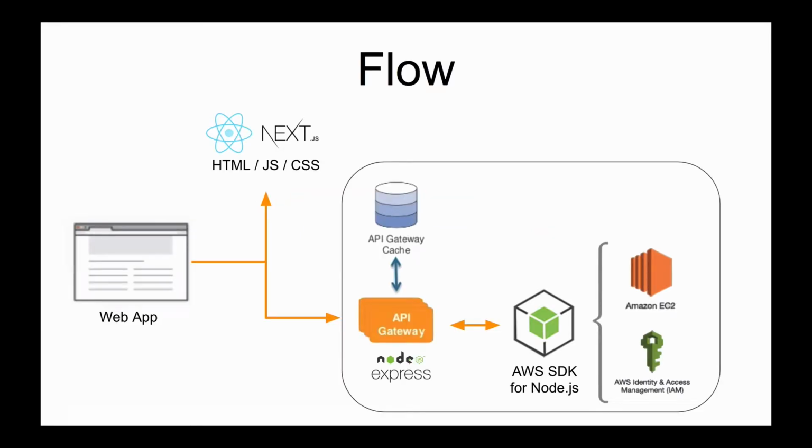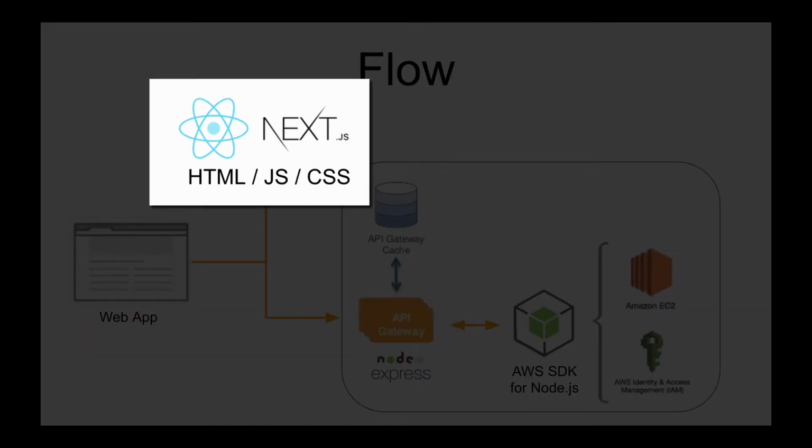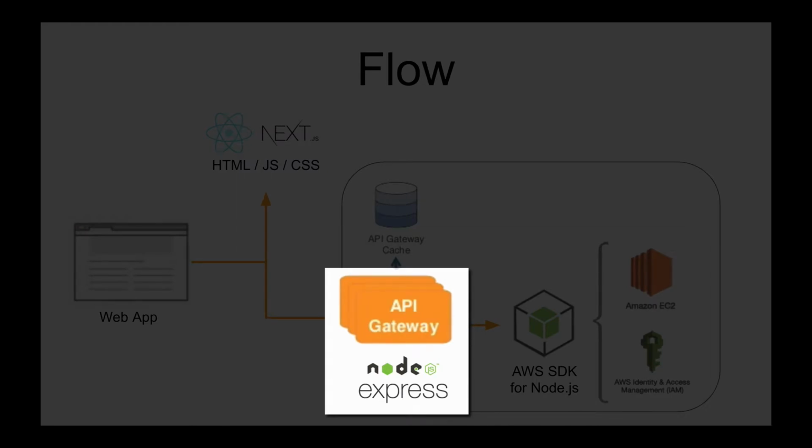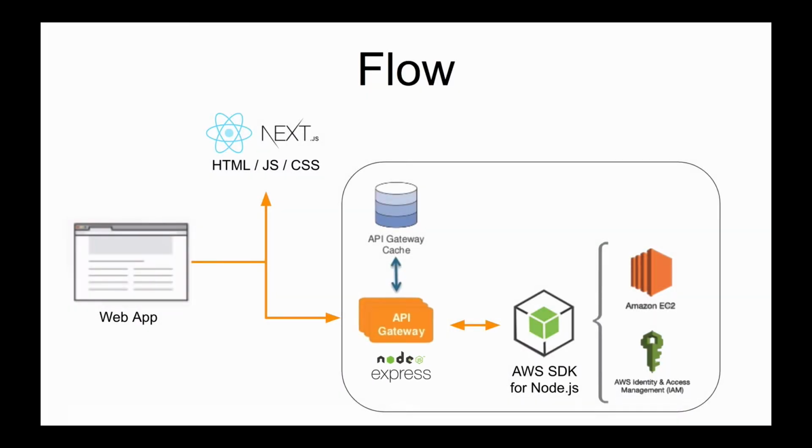We came up with a flow involving 2 servers. The first server is used to host static resources like HTML files, JavaScript and CSS, and this is done with Next.js. And the second server is written in Node.js using Express for our API gateway. So this implements all of the endpoints for things like getting instance types or launching an instance. And behind the scenes, this makes use of the AWS SDK for Node.js in order to communicate with Amazon.